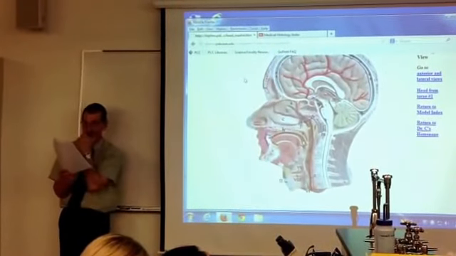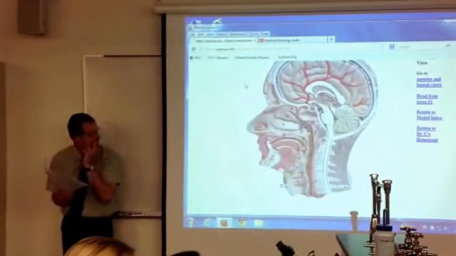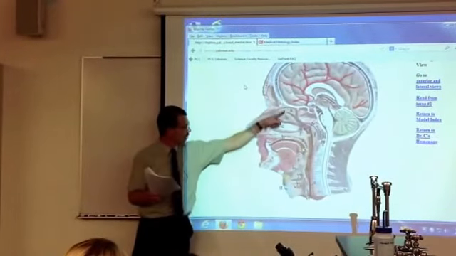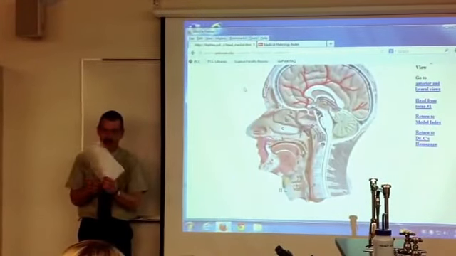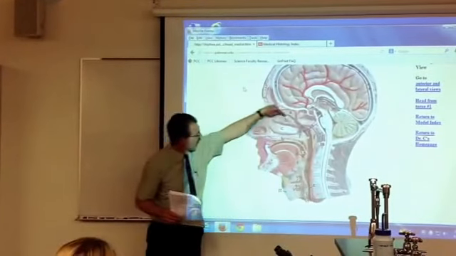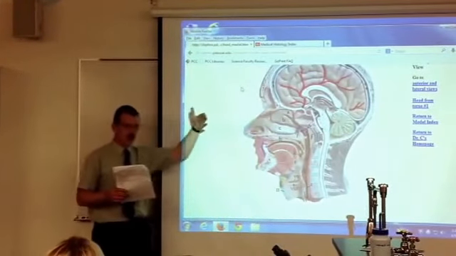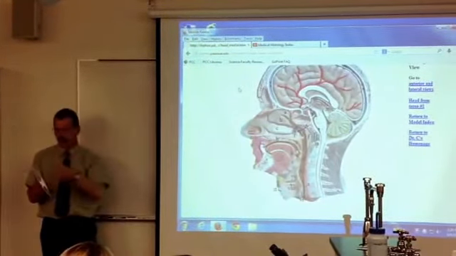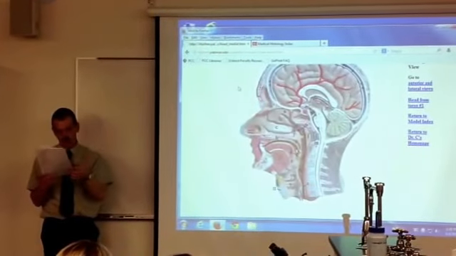What's A? Conchae. Superior, middle, and inferior nasal concha. So where's the meatus? In between. That's the tubing that's under or between the conchae. So the conchae is the bump, the meatus is the hole or the space.